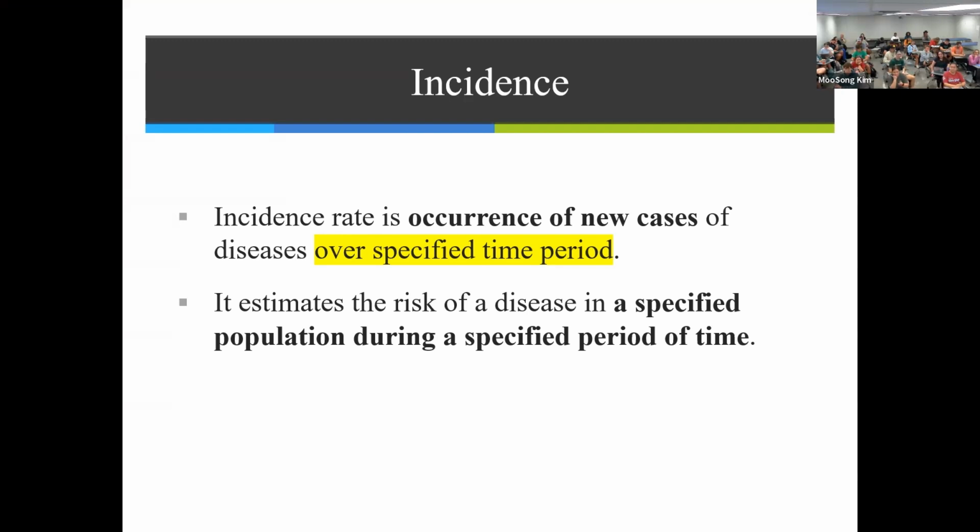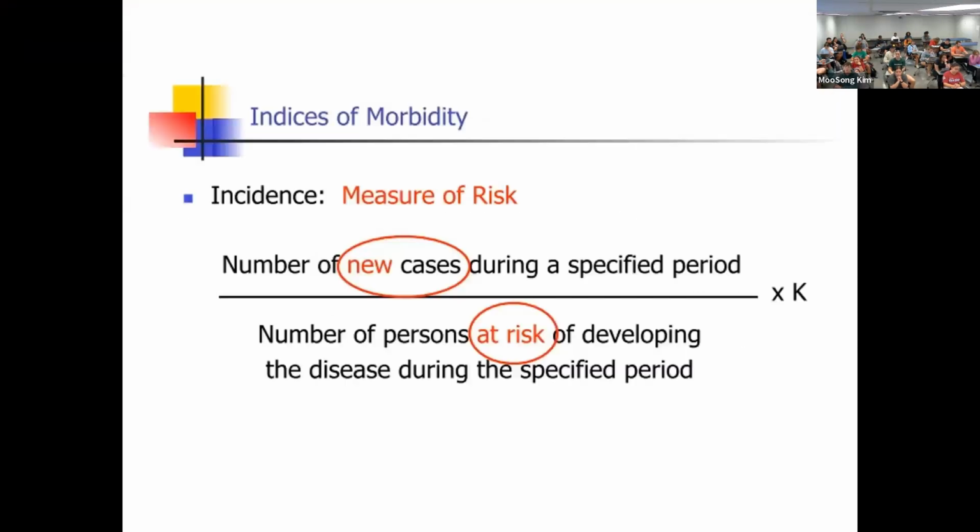Anyway, we actually talk about the incidence rate. It estimates the risk of disease in a space-time population during a space-time period. So this is the formula for incidence: number of new cases during a specified time period over number of persons at risk of developing the disease during the specified period. And time constants, I'm going to talk about that.